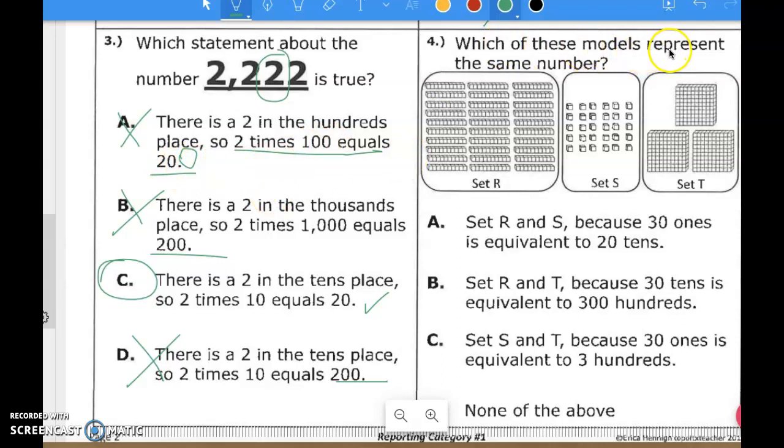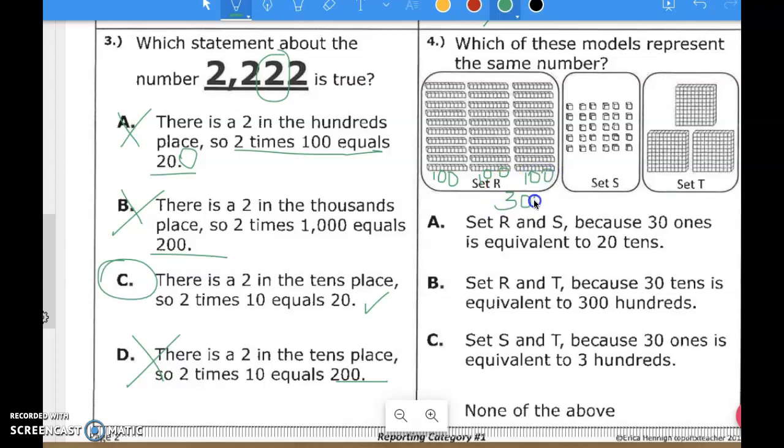Which of these models represent the same number? I need to figure that out. So these are tens, that you should know. These cubies are ones, and the big cubes are hundreds. So let's see how many tens there are. 1, 2, 3, 4, 5, 6, 7, 8, 9, 10. So these are 10 tens, 100, and these are also 100, and these are also 100. So this means that we have overall 300 here.